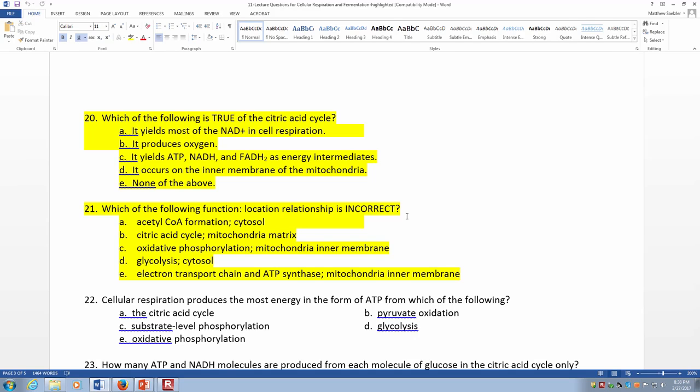Let's just talk about the other ones really quickly. It doesn't yield any NAD+, it produces NADH. And there is no part of aerobic respiration that produces oxygen. Oxygen is only consumed, and it's only specifically consumed in oxidative phosphorylation. And then it doesn't occur in the inner membrane of the mitochondria, it occurs in the mitochondrial matrix. Okay, so 21, which of the following function location relationships is incorrect?